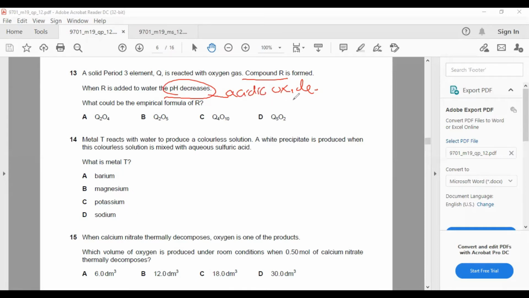Acidic oxides in your syllabus are silicon dioxide, which is not an option, phosphorus oxide, sulfur dioxide, and sulfur trioxide. But the question asks for the empirical formula, not the molecular formula. So silicon dioxide and sulfur trioxide are cancelled, and P4O10 is possible. The empirical formula of P4O10 is P2O5, so B is the answer. Empirical, not molecular. Read the question again.